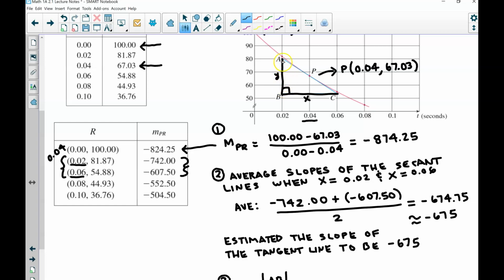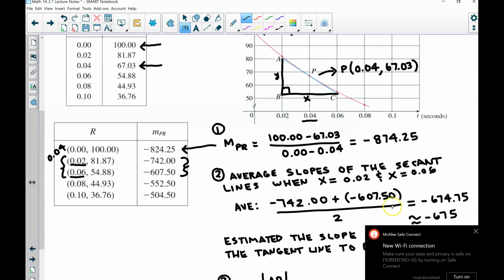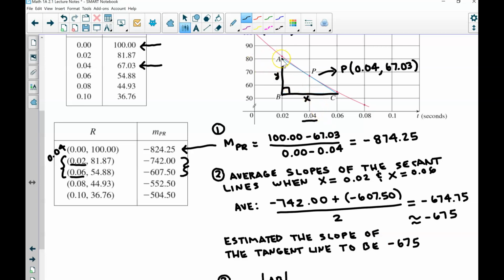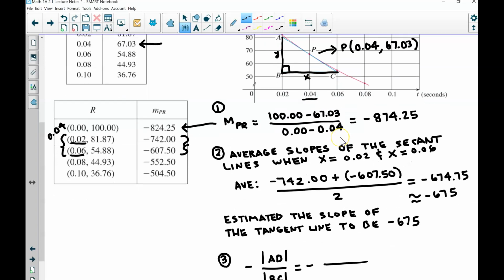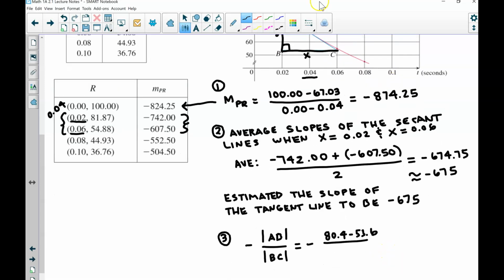And what is the distance from A to B? Well, in this case, if we take a look at this triangle and look at that point to determine the value here, it would be 80.4. That's one way of being able to determine that. So looking at that point where that triangle is, you got 80.4, and then you're going to subtract the distance here, which would be 53.6. And then we're going to find the distance between these two. So the distance would be 0.06 minus 0.02. And so then we get approximately negative 670.